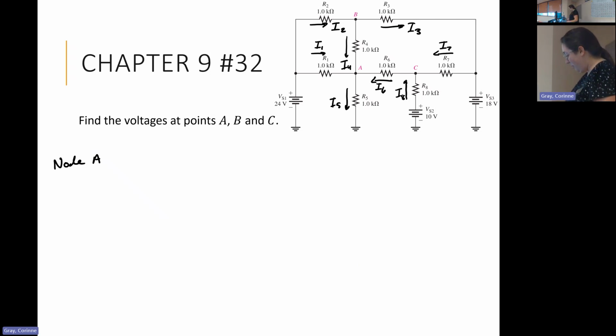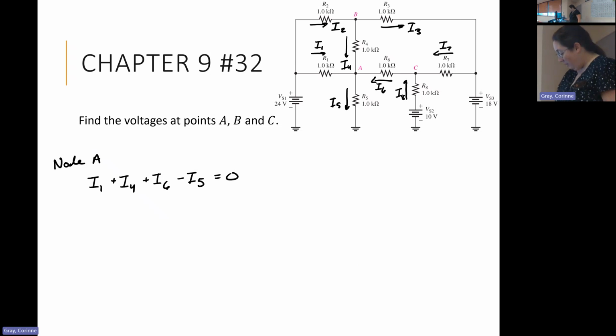Based off of what we have here, in is going to be positive, out is going to be negative. So I1, would that be positive or negative coming into A? Let's do positive. What about I4? Negative. It's going in, oh, so it's going to be positive. In my notes, I6 is also going to be positive. Only I5 is negative. So this will be for node A.